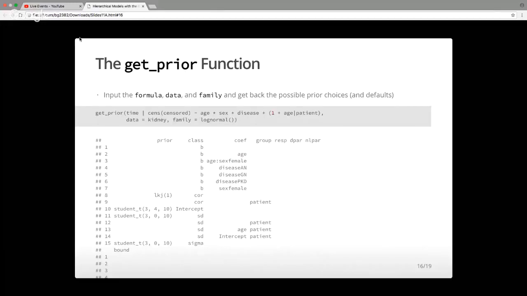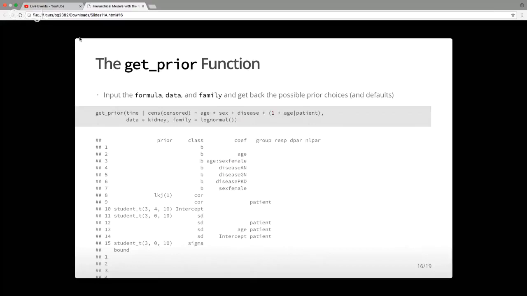There are default priors for a lot of things. When brms first came out, there were a lot of default improper priors, but that has changed for the better, and by now most of the things have a proper default prior. And you can see what those are by calling the get_prior function and specifying what your model is, inclusive of the data and the family.